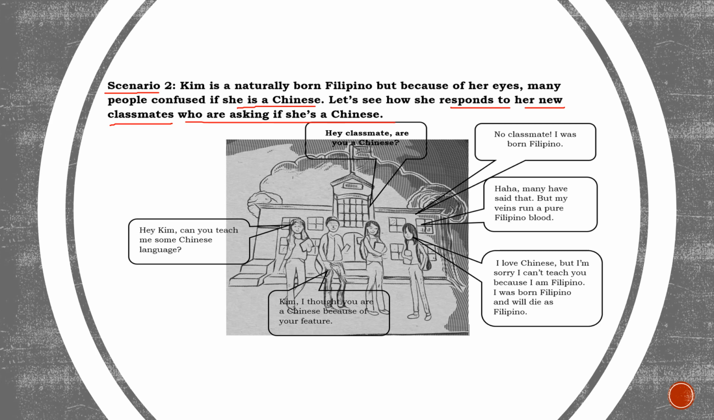We cannot say that Kim is Chinese because of her eyes. So the nationality of a person depends on where he or she was born. So since Kim was born here in the Philippines, Kim is considered a naturally born Filipino.